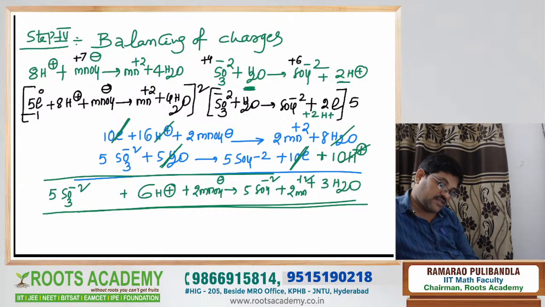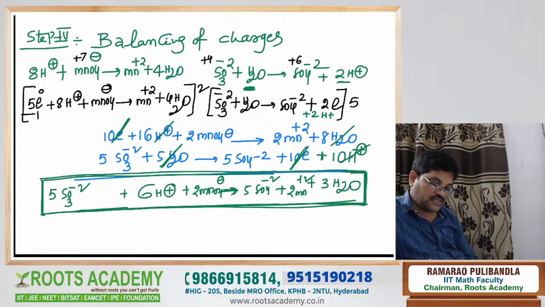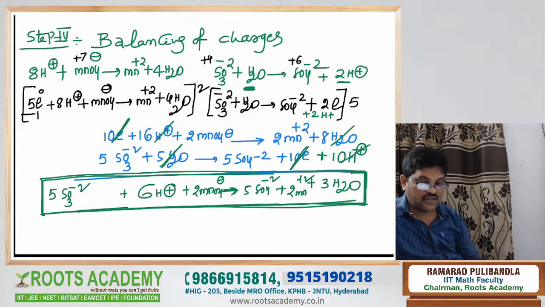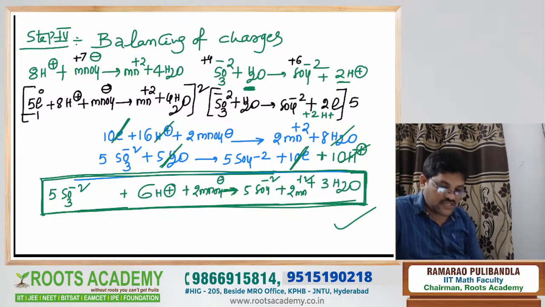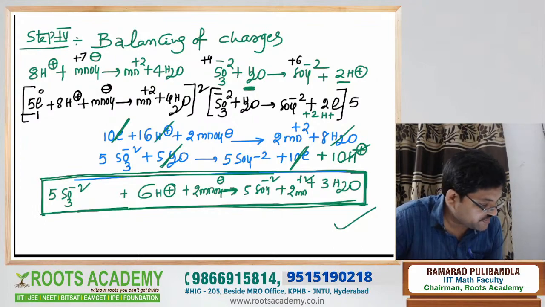So on final balancing, you get the equation: 5 moles of SO3 2- plus 6 moles of H+ ions plus 2 moles of MnO4- give rise to 5 moles of SO4 2- plus 2 moles of Mn2+ plus 3H2O. Like that. Simple explanation, no confusion. Clear what I am saying? So this is your balancing in the acidic medium.